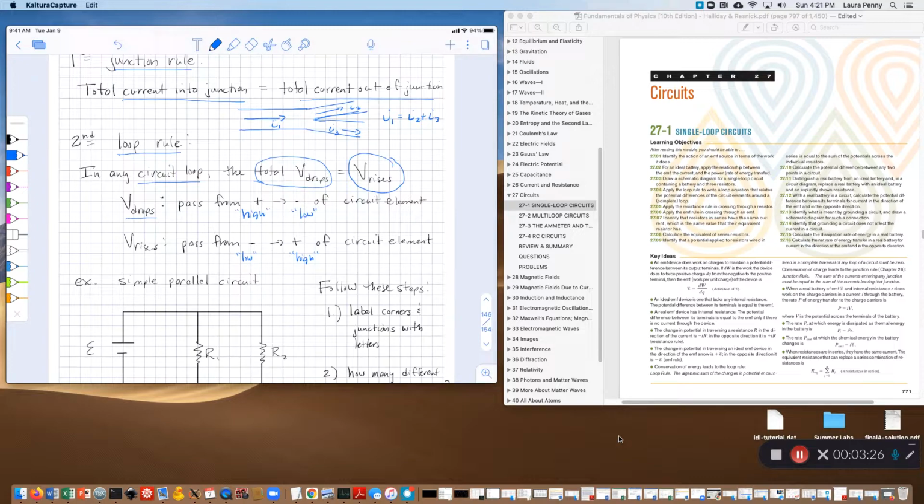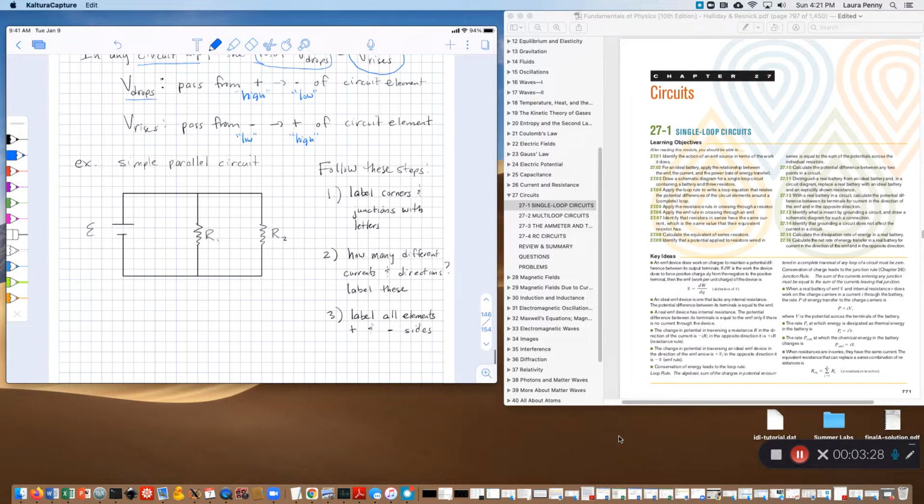But here, let me follow and do one for a pretty simple parallel circuit. So to actually implement the loop and junction rules, you really need to follow some steps. So the first thing we're going to do when we get a circuit is, and I'll actually put in some numbers here. So for my EMF, I'll say that this is equal to 5 volts, and my R1 I'll say is 1 ohm, and my R2 is 2 ohms.